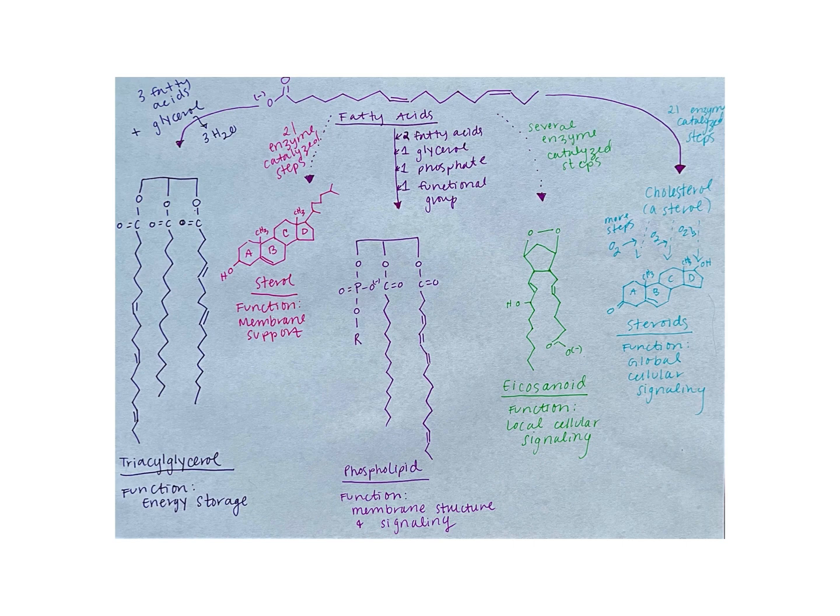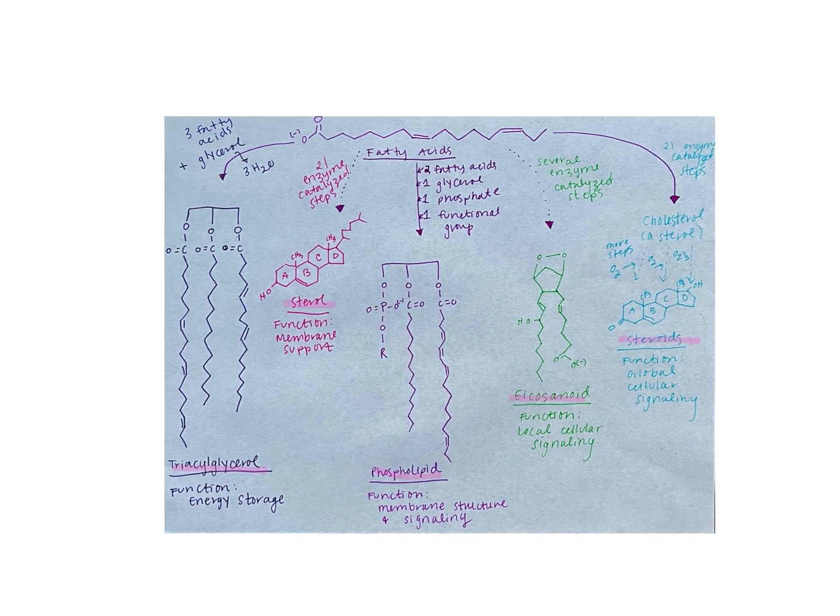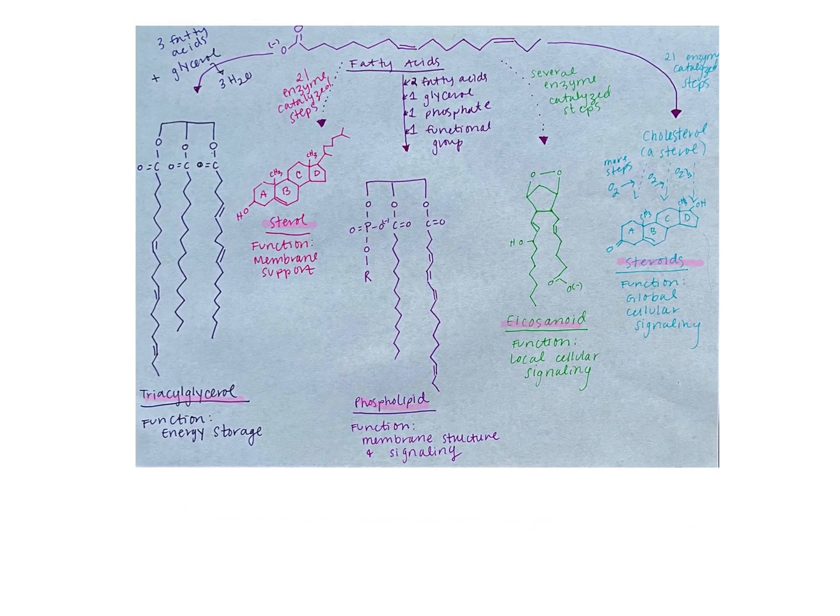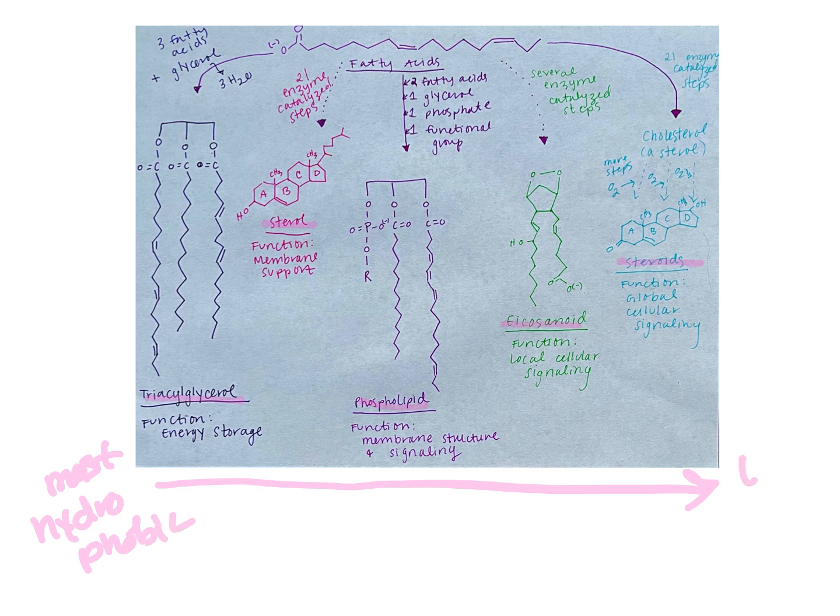Okay, that's the end of the second video. And again, this is just a recap of the 5 different kinds of lipids. And those are triacylglycerols, sterols, phospholipids, icosanoids, and steroids. And they all have different functions, and that's because they all have different structures. And remember, these are in order from most hydrophobic to least. And that also plays into their functions.